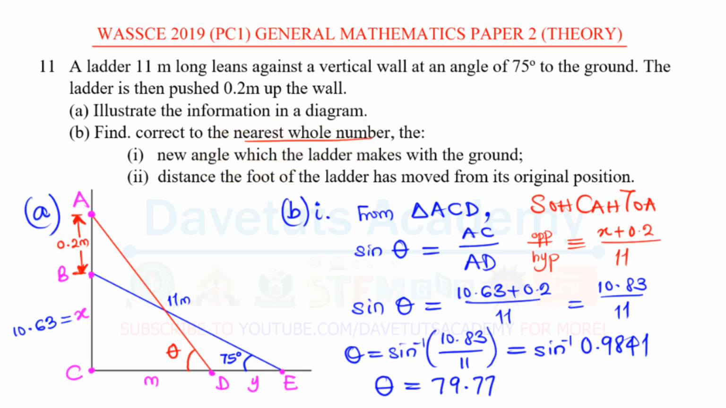Nearest to the whole number means that we can approximate this. The whole number means that we don't want to have any decimal place on the right hand side. So 7 will be rounded up to 1. That one will be added to 9, and when we add 1 to 9, that will be 10. We'll carry 1 over to 7, and that will be 80 degrees. So the new angle which the ladder makes with the ground is 80 degrees. All right, so with that, we are through with question 1.